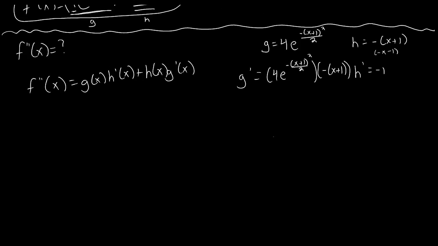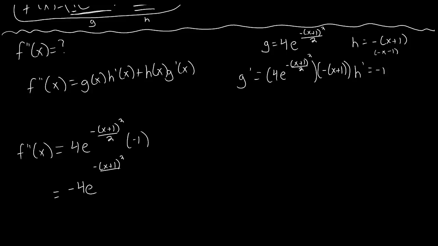So plugging this into our f double prime form that we have here, f double prime of x, let's just plug this in piece by piece. So g is 4e raised to the negative x plus 1 squared over 2. That's our g. And then h prime is negative 1. So I'm going to skip down here and say, okay, let's multiply this right here. So we have negative 1 times 4. And so we've taken care of the first multiplication in our product rule. Now we've got to take care of the second.